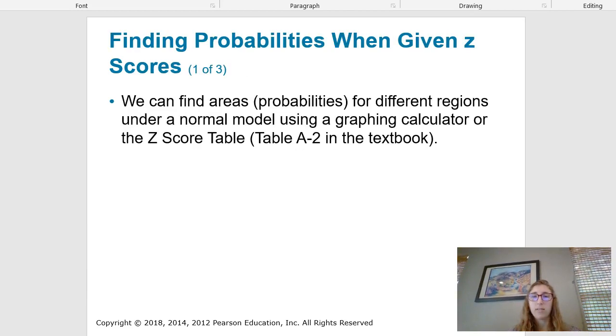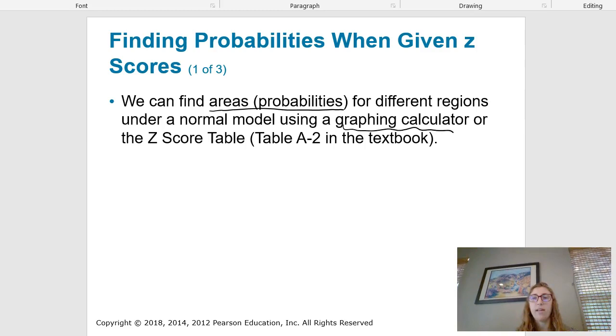So we are now going to be finding areas or probabilities. Areas and probabilities go together. Okay. And I'm only going to teach you guys how to use the graphing calculator. I am not going to show you how to use the z-score table. If you're interested, feel free to Zoom with me and I'm more than happy to explain it. But for our purposes, I would rather we just stick with our graphing calculator here.